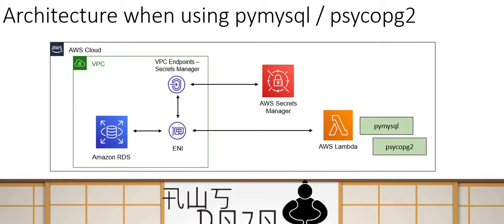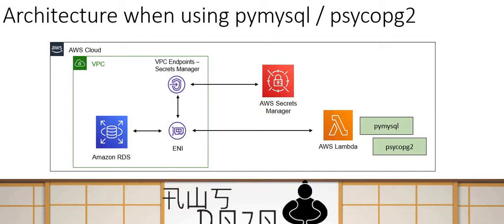But the key message I want to draw here is that in order to talk to the RDS instance, the Lambda function needs to have an ENI in the VPC. And since the Lambda function is talking through the ENI, this ENI needs to find a way to connect to the Secrets Manager, and for that you need to have a VPC endpoint for the Secrets Manager. So with this kind of architecture, your Lambda function can talk to Secrets Manager to fetch the credentials for the RDS, and then can talk to the RDS engine using one of these two packages to work with the data.